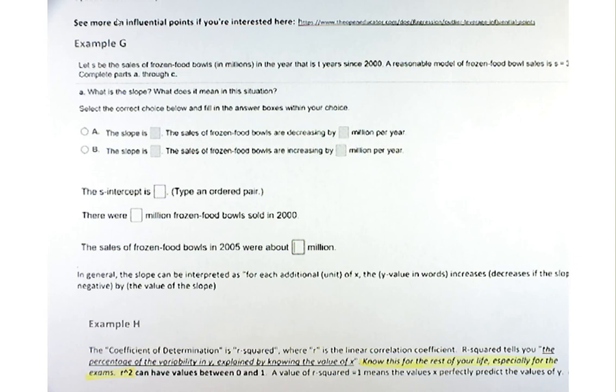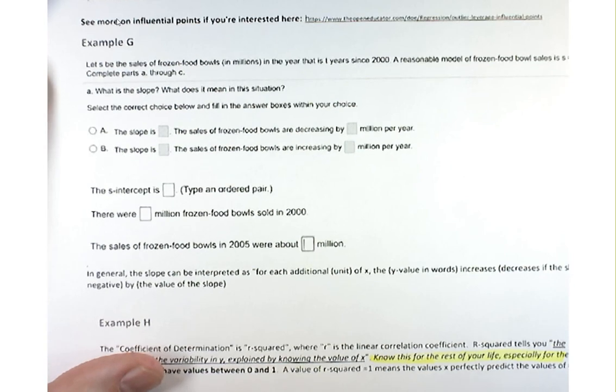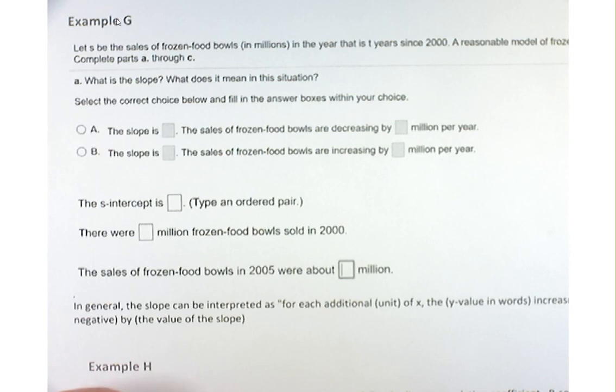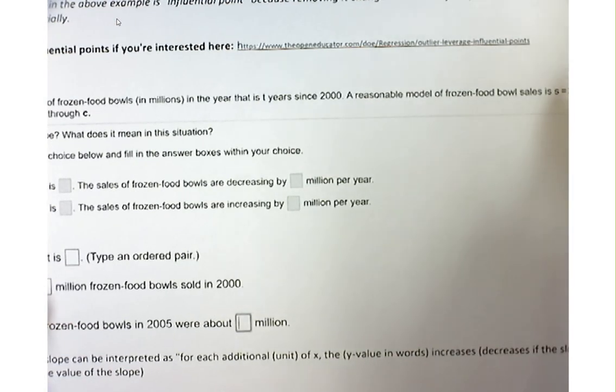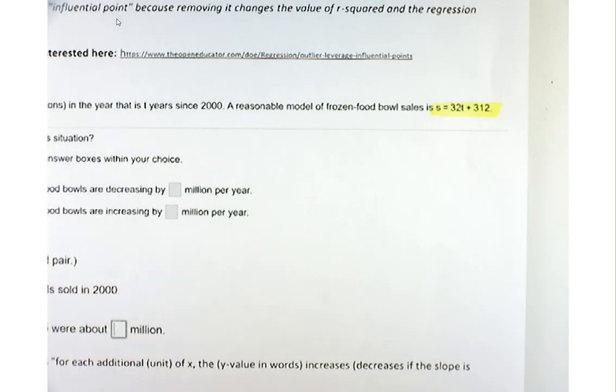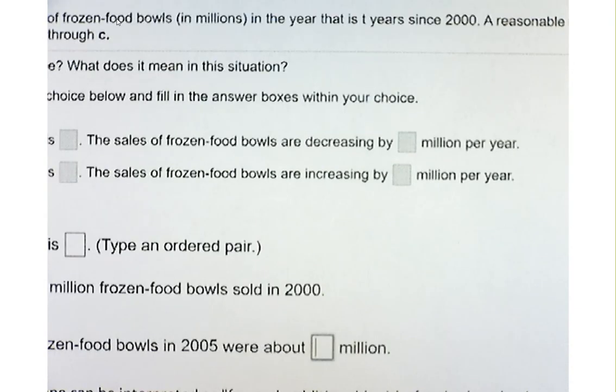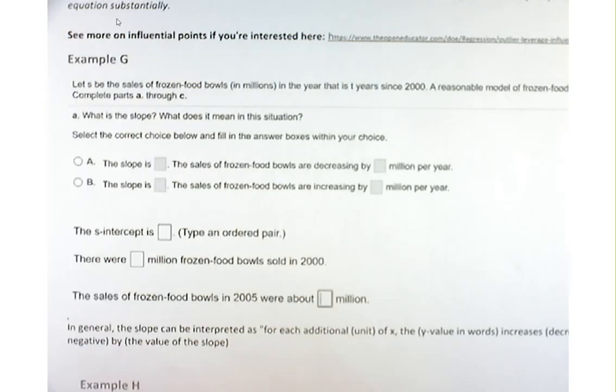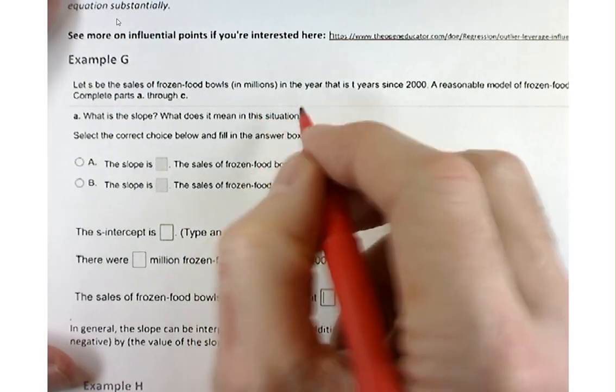Okay. Actually, I think we have time to finish up example G, so let's do that. Let S be the sales of frozen food bowls in millions in the years that is T years since 2000. A reasonable model for frozen food sales is S equals 32T plus 312. What's the slope? 32. Good. So slope is 32.